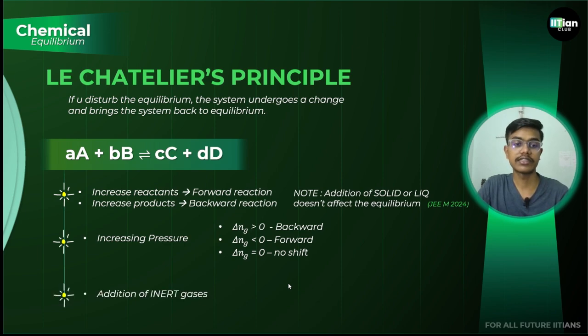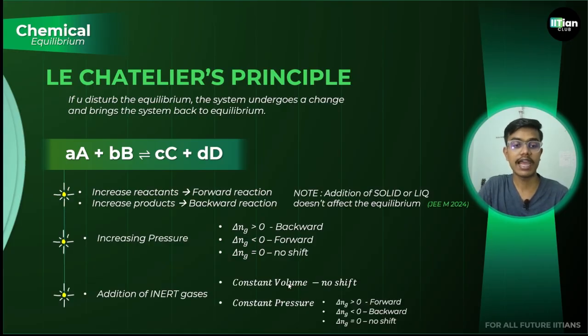Then you have addition of inert gases. If you are adding inert gases at constant volume, there is no shift in equilibrium. But if you are adding at constant pressure, according to delta Ng, you can see the effect over there.